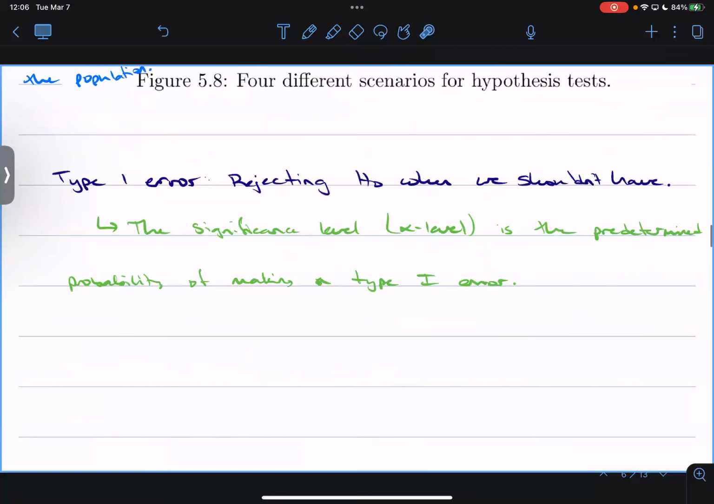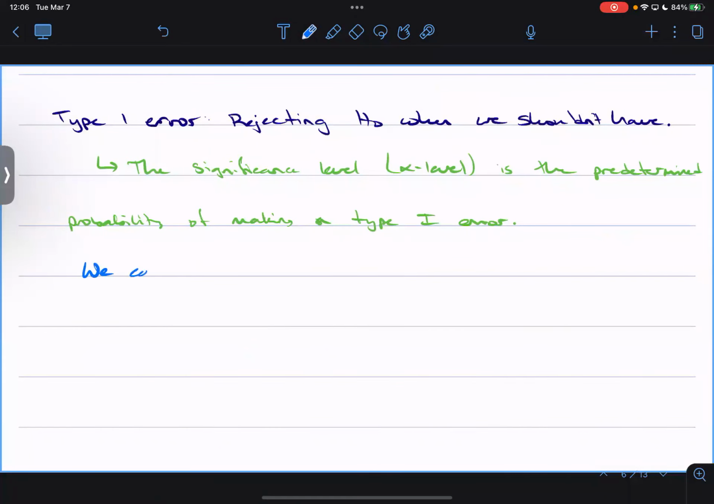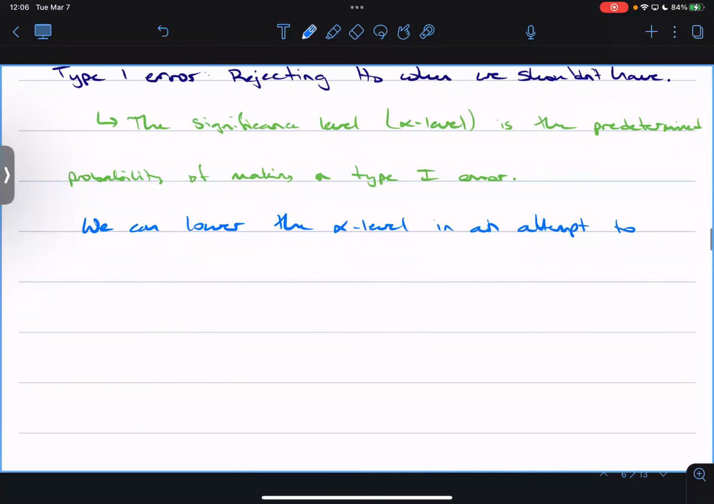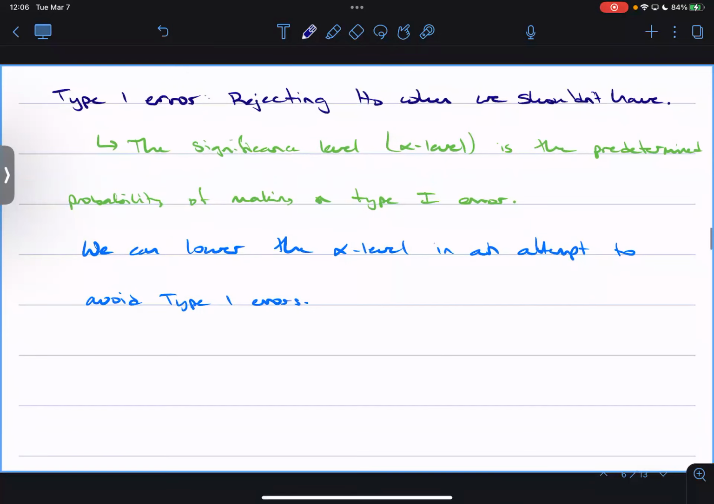We can lower the alpha level in an attempt to avoid type 1 errors. A lot of our focus goes into avoiding type 1 errors. What's the probability of making a type 1 error?